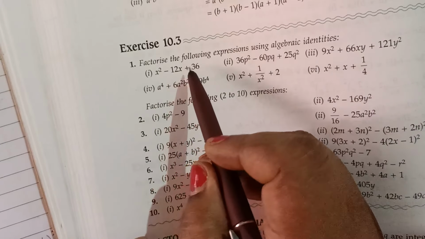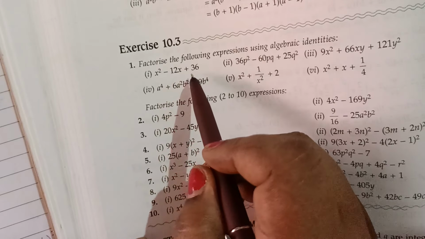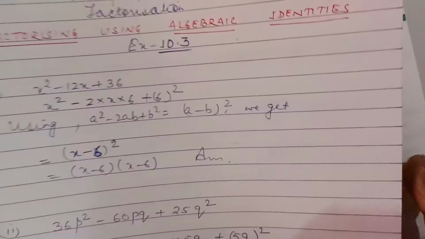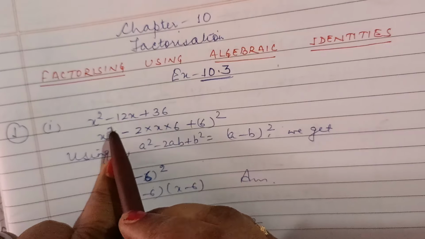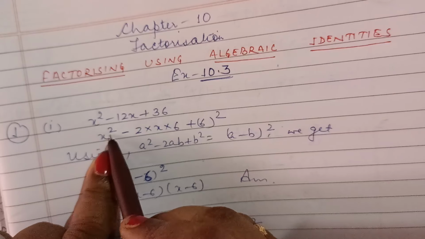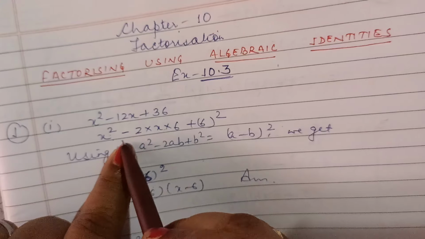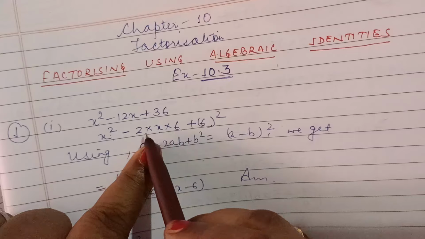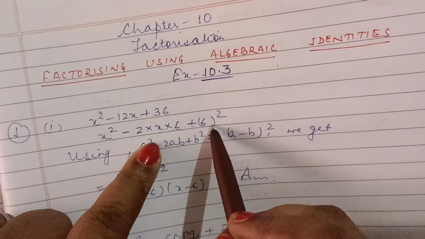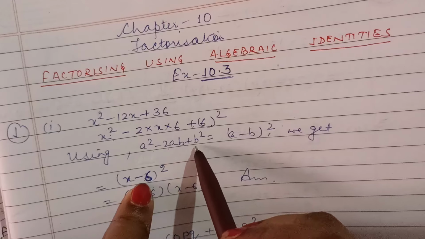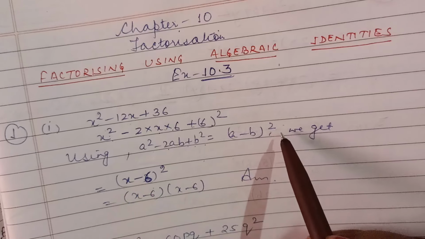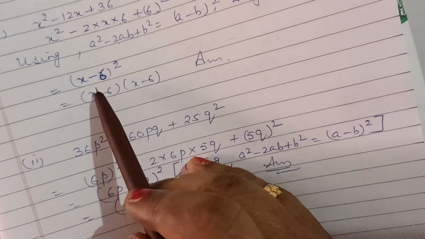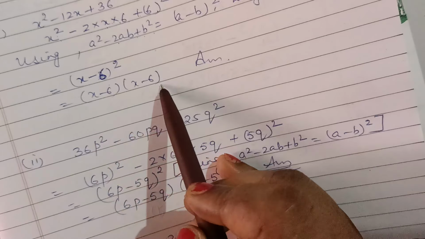Let us do the first part of the first question: x square minus 12x plus 36. So let's start solving the question. Here you can find it is a square minus 2ab plus b square, where a is x and b is 6. So 2ab plus 6 square. Using a square minus 2ab plus b square, that is a minus b whole square, we get x minus 6 whole square, which is factorized as x minus 6 into x minus 6.